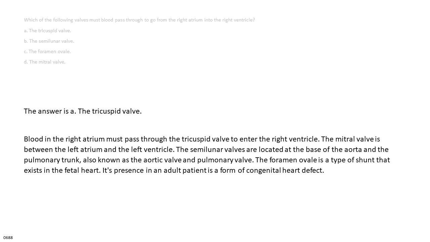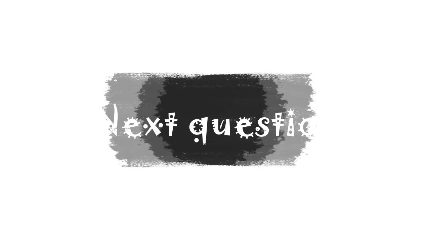The answer is A. The tricuspid valve. Blood in the right atrium must pass through the tricuspid valve to enter the right ventricle. The mitral valve is between the left atrium and the left ventricle. The semilunar valves are located at the base of the aorta and the pulmonary trunk, also known as the aortic valve and pulmonary valve. The foramen ovale is a type of shunt that exists in the fetal heart. Its presence in an adult patient is a form of congenital heart defect.